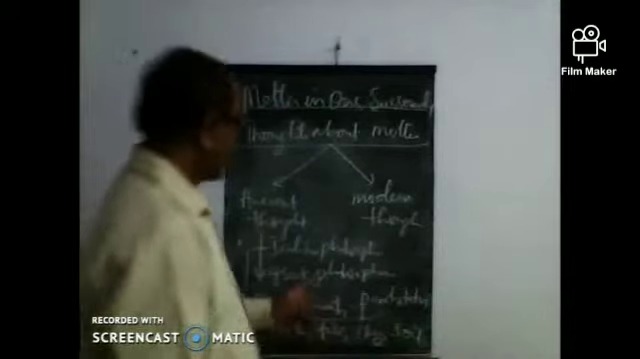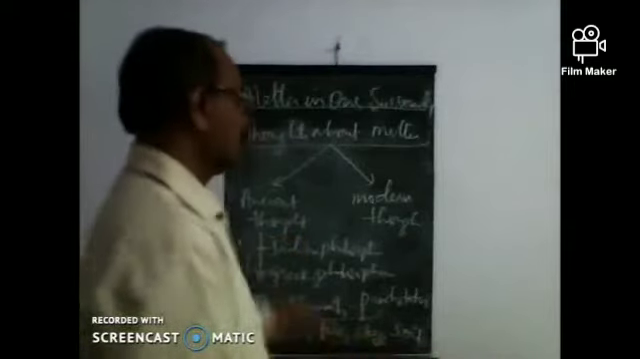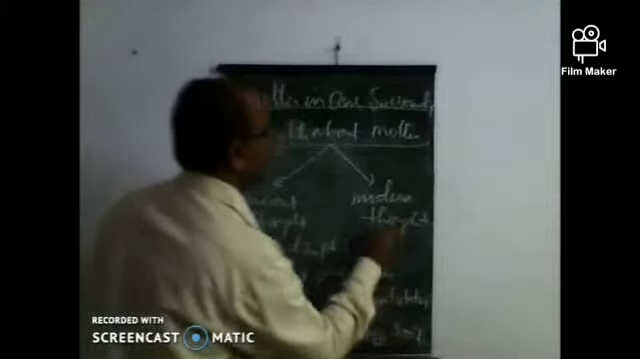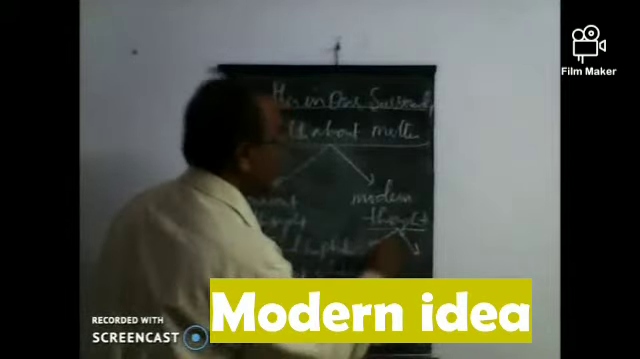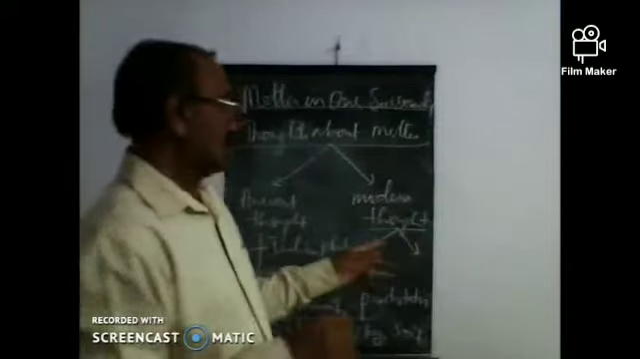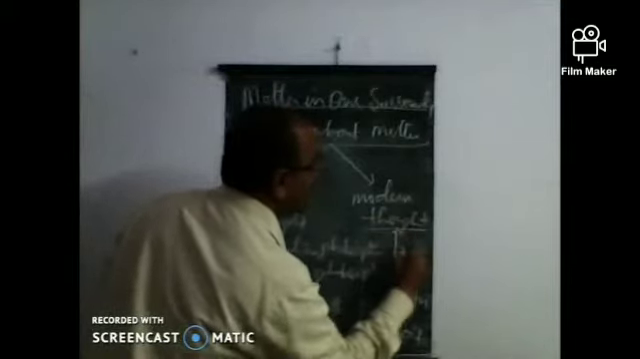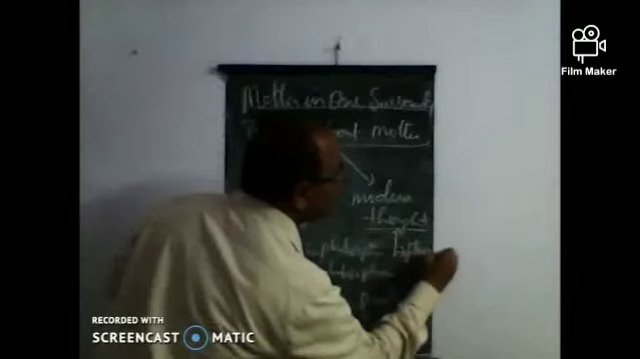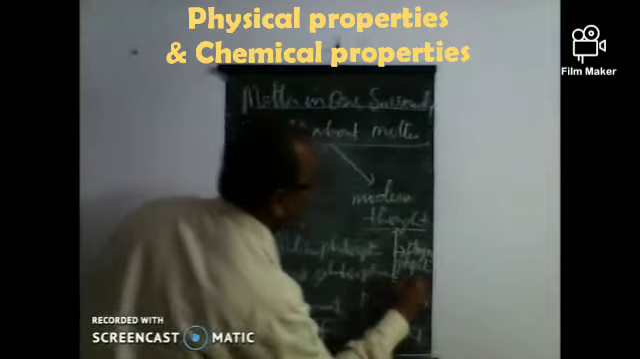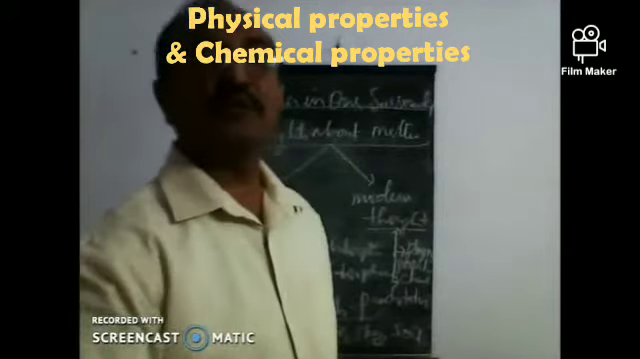The Greek philosophers also thought the same way as our Indian philosophers. Now, what is the modern thought about matter? Let us see. Modern thought has defined or explained matter on the basis of two things: one, physical properties, and two, chemical properties. Physical and chemical properties.